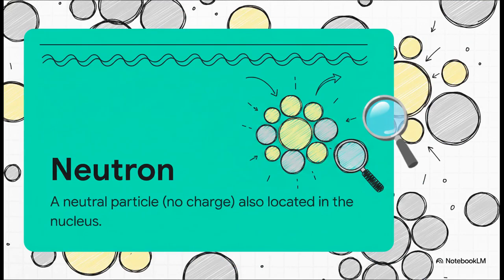And living right there in the nucleus with the protons is their roommate, the neutron. Again, super easy, N for neutron and N for neutral. It has no charge at all. It's about the same size as a proton, so you've got these two packed together, making that nucleus super dense.